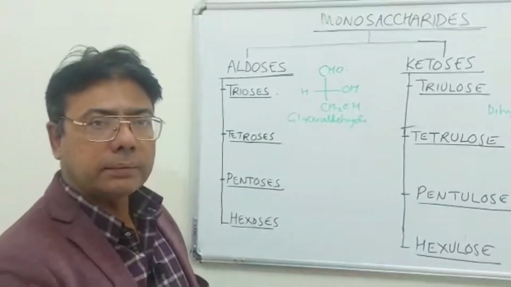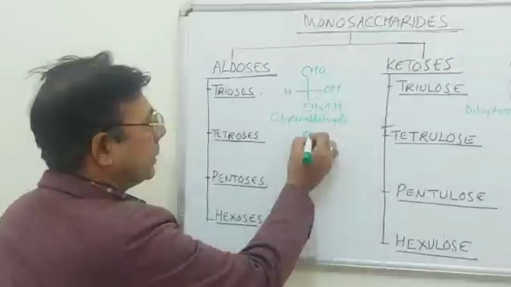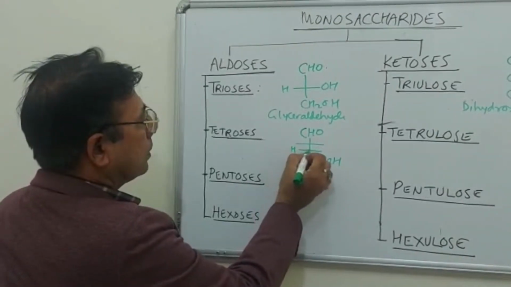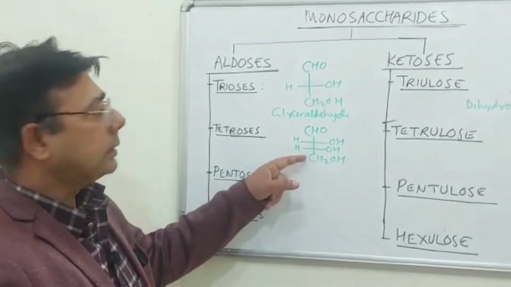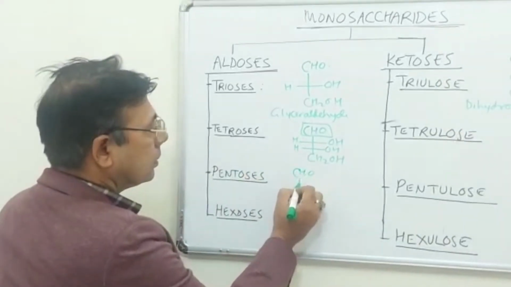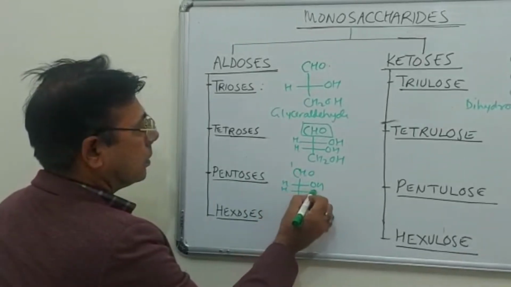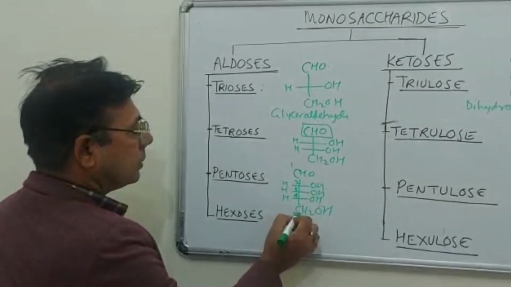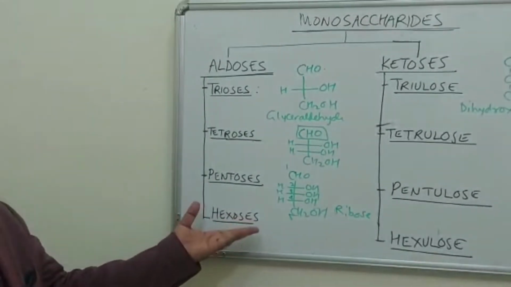Now we can add carbon atoms to get tetroses, pentoses, hexoses, and so on. For example, here we have 1, 2, 3 and 4 carbon atoms, and this is an aldehyde group. So this is a tetrose sugar. Similarly, we can have pentose. This is a pentose sugar. The carbon atoms are numbered like this, and this sugar is ribose. In the same manner, we can get hexose by adding one more carbon atom.